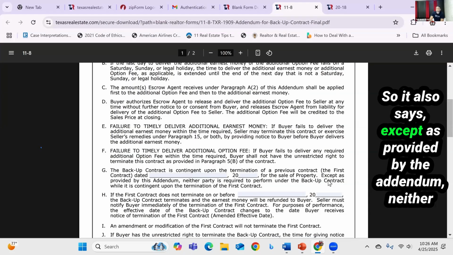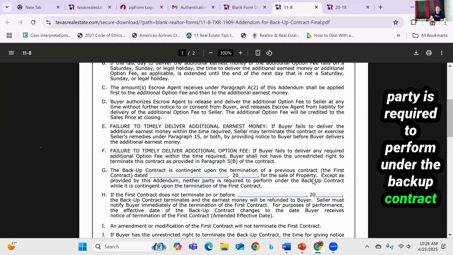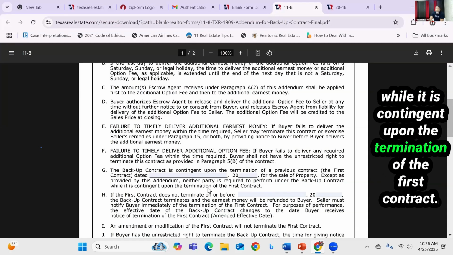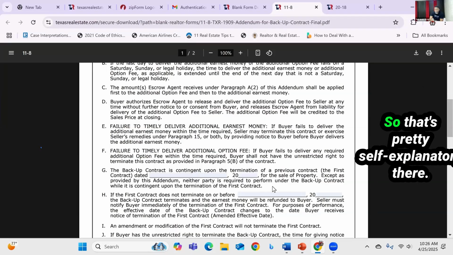So it also says, except as provided by the addendum, neither party is required to perform under the backup contract while it is contingent upon the termination of the first contract. So that's pretty self-explanatory there.